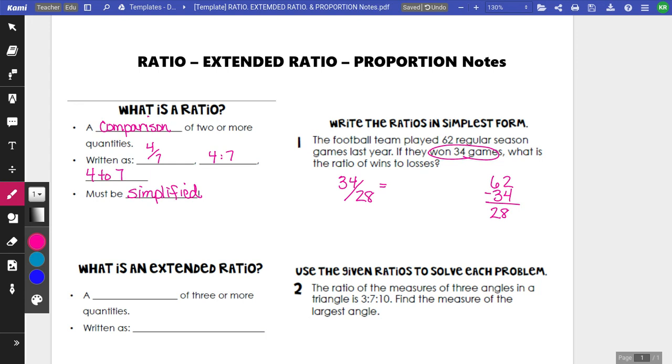Okay, now we can simplify this. We can take a 2 out of both of them. They both will reduce by 2. That's going to give you 17 to 14. Okay, so the wins to losses ratio is 17 to 14. Okay, if you wanted to write it the other way using a colon, that says the same thing, or you could literally write it out, 17 to 14, wins to losses.